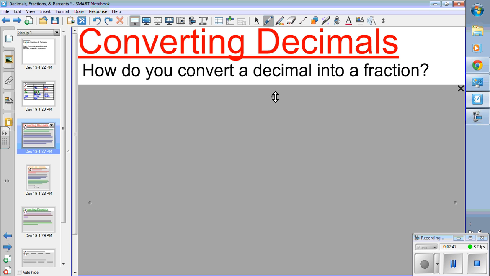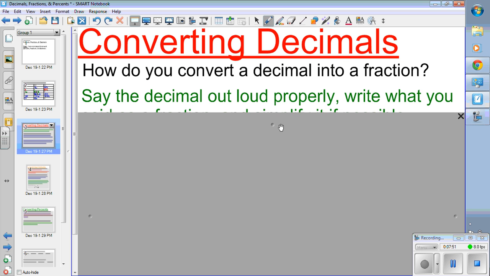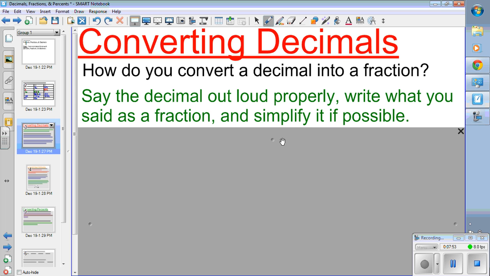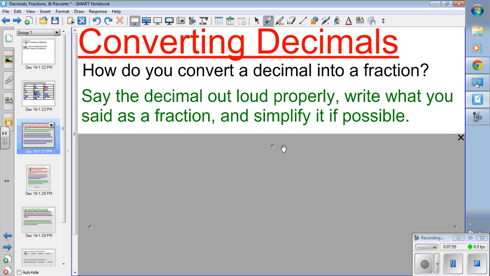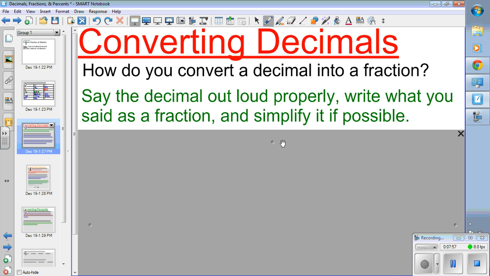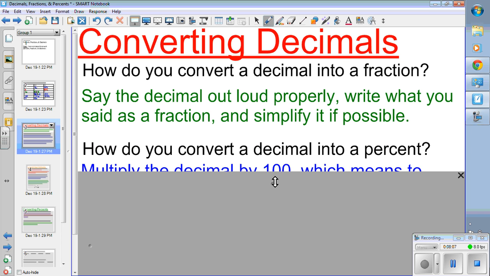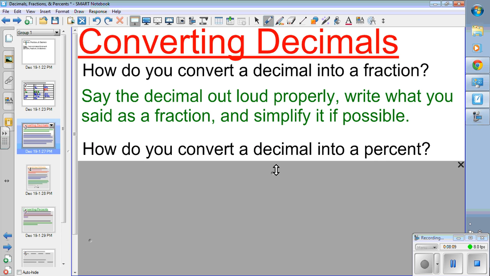So the first question is, how do you convert a decimal into a fraction? You say the decimal out loud, write what you said as a fraction, and simplify it if possible. Say the decimal out loud properly, write what you said as a fraction, and simplify it if possible. Next, how do you convert a decimal into a percent?